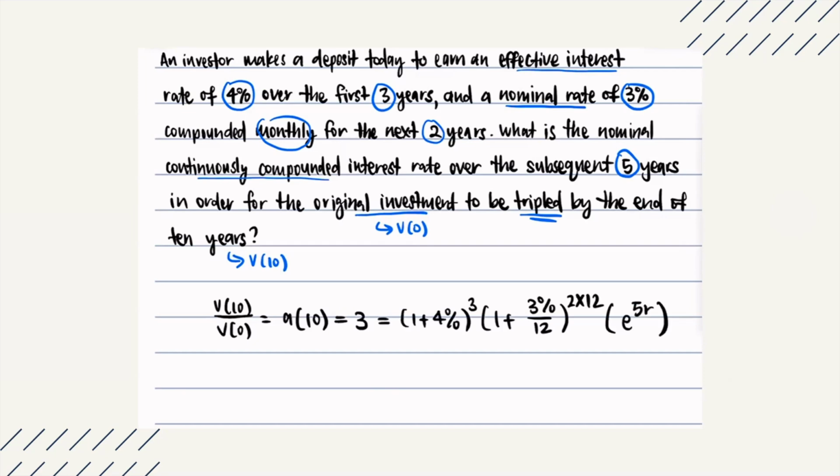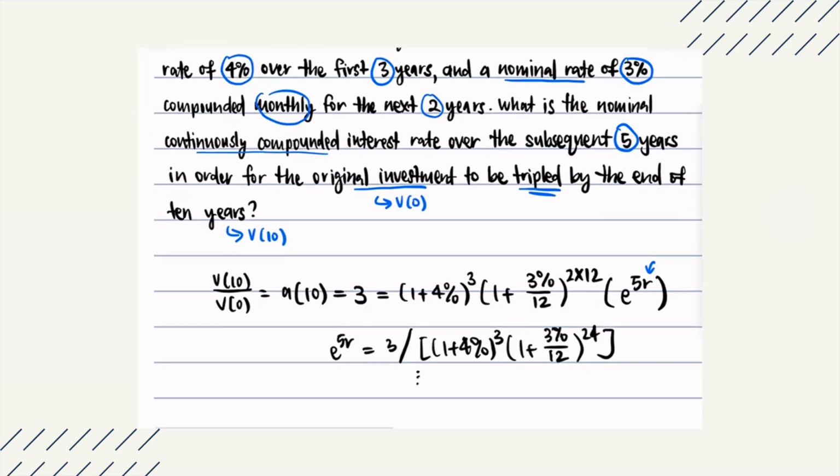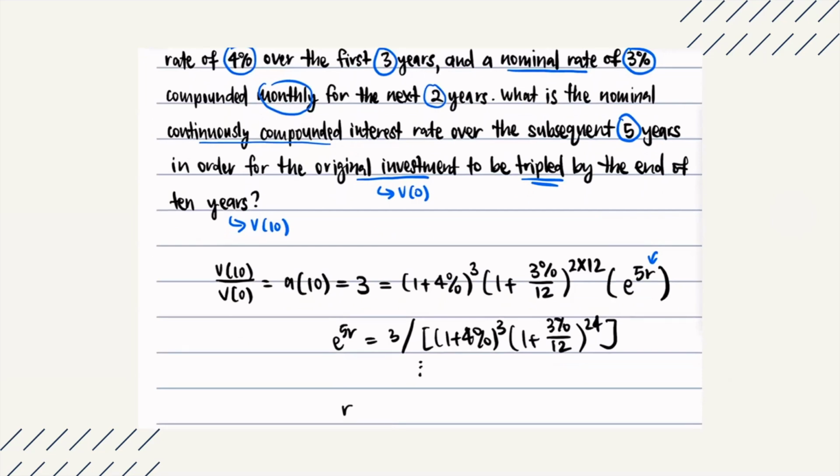And the question wants you to find the value of this r, which should be very easy because we know that e to the power of 5r equals 3 divided by (1 plus 4%) to the power of 3 multiplied by (1 plus 3% over 12) to the power of 24. And if we do the math, we will know that r eventually equals 18.42%.